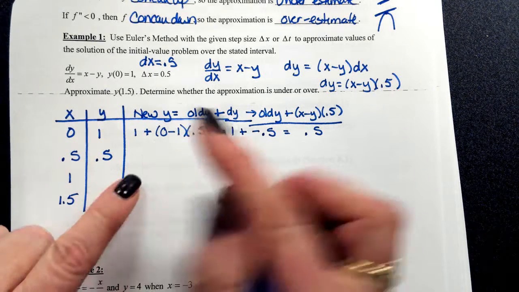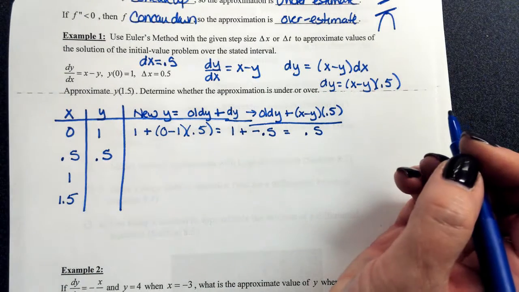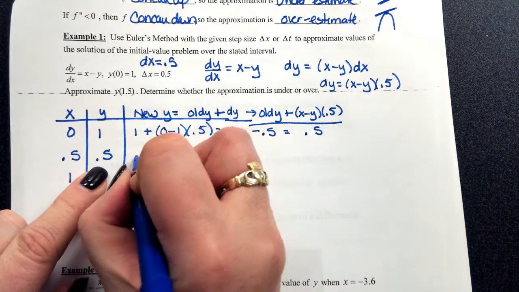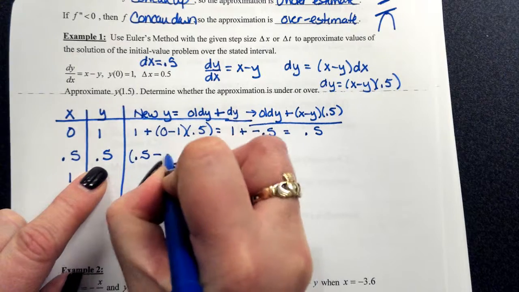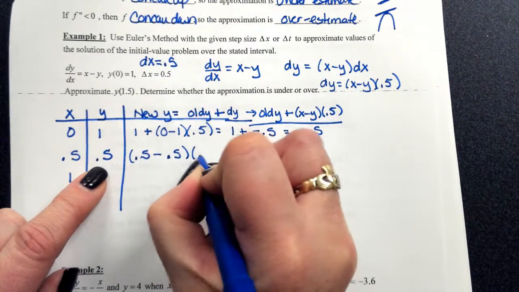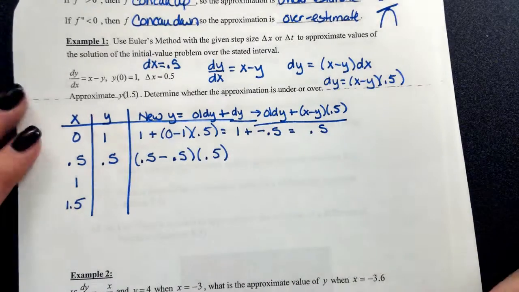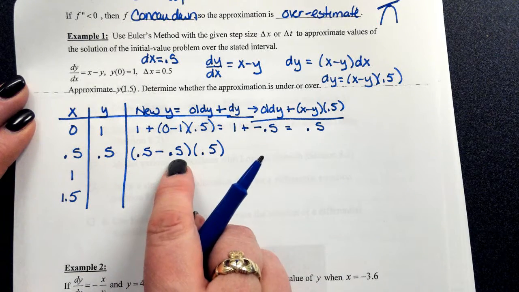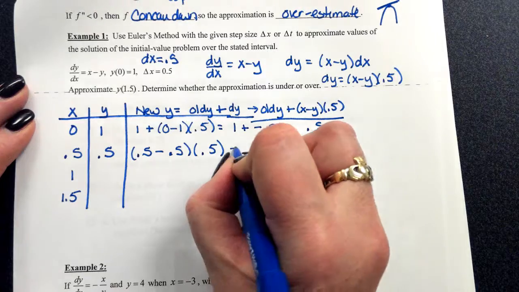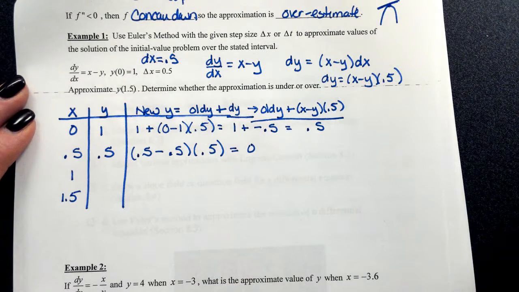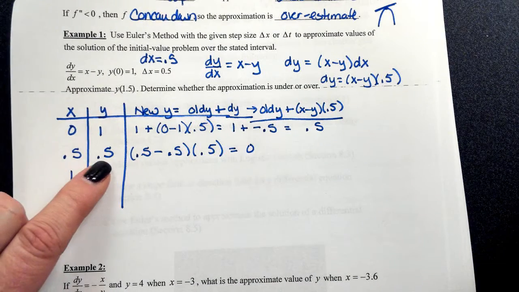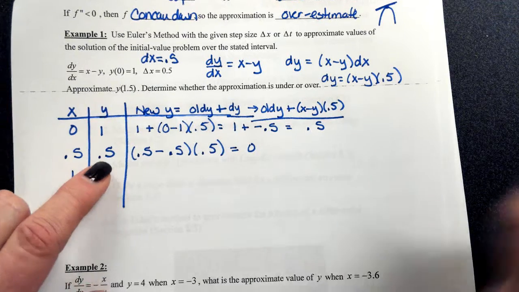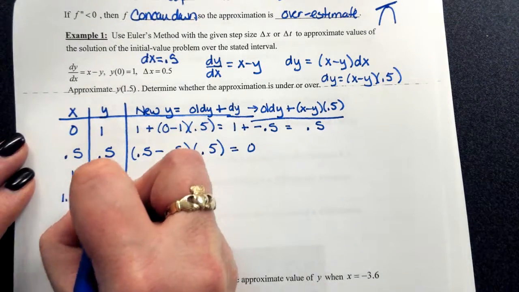All right, so now I always just calculate my dy first. So again, it's going to be 0.5 minus 0.5 times my change in x, which is 0.5. So 0.5 minus 0.5 is 0. 0 times 0.5 is going to give me 0. So my old y is 0.5 plus 0, which is going to give me another 0.5.